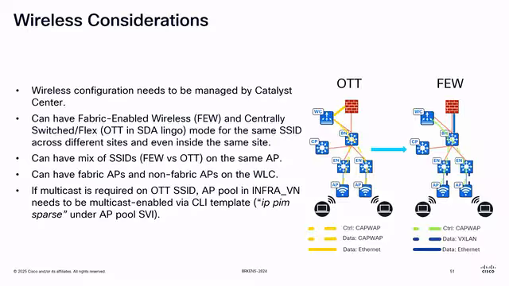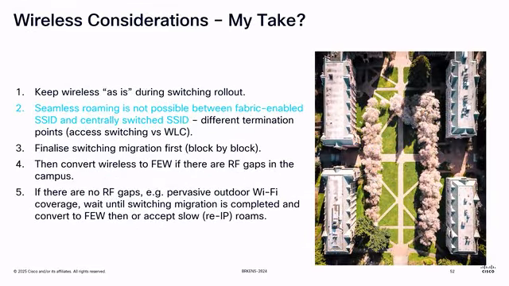You can have a mix of Fabric SSIDs and non-Fabric SSIDs, so centrally switched or Flex, on the same access point. You can have Fabric APs and non-Fabric APs on the same wireless LAN controller. So flexibility is there. However, my suggestion is keep wireless as is during the SDA rollout. Once you've done the switching, then you can do the wireless. Why?